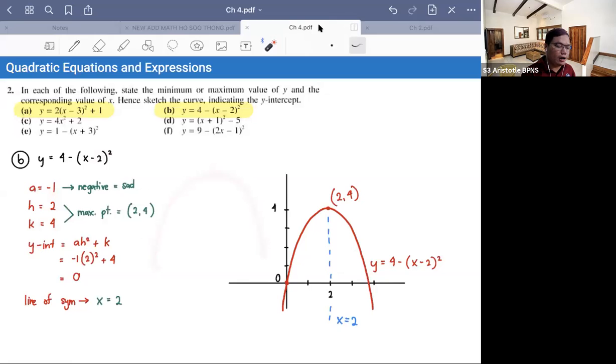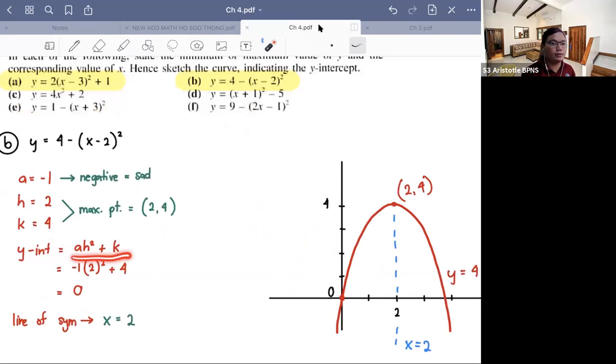And then how can I find my y-intercept? You can use the formula ah squared plus k. Or if you cannot remember this, you just make x here 0 and then solve the equation. It will give you 0 again. So anyway, the y-intercept is at 0. So that's why this is 0 here.